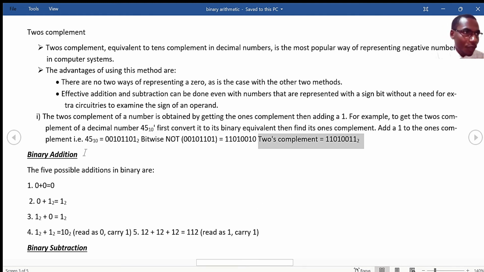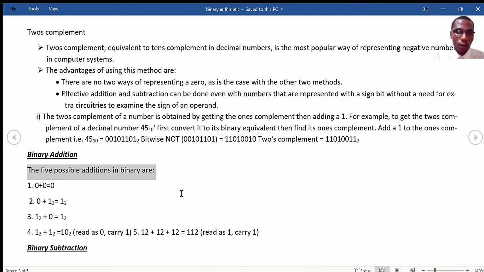So, binary addition, that is where we are. There are 5 rules or possibilities of adding binary. When you are adding binary numbers, you know you cannot add some things to one another. So we are exploring the possibilities of the binary numbers which can be added to one another.